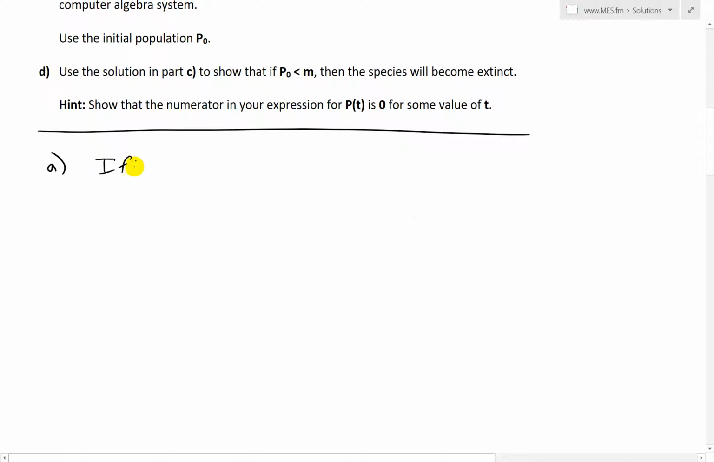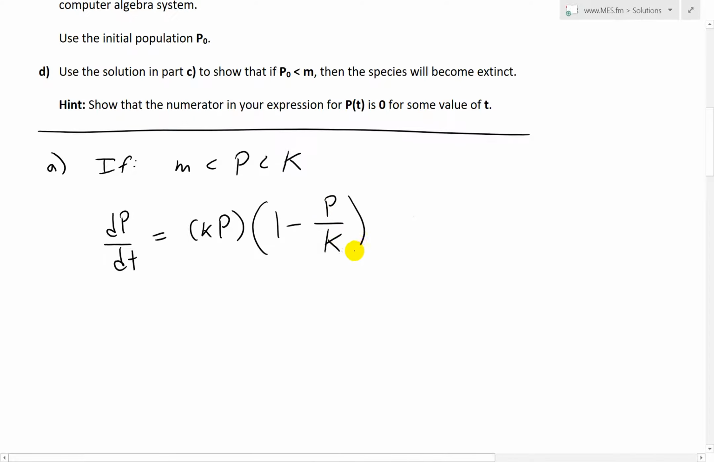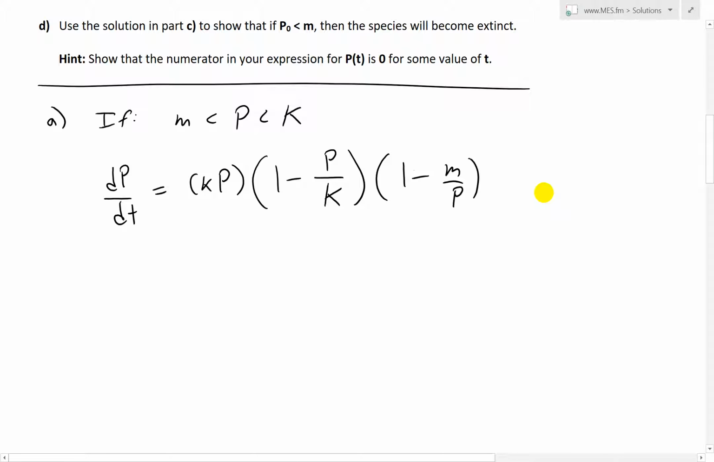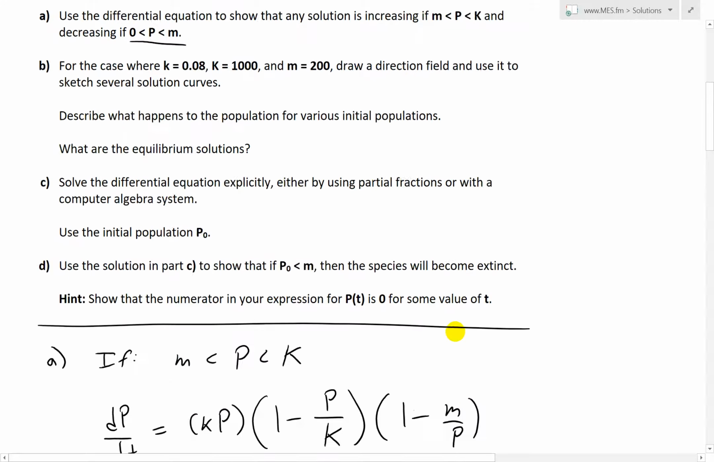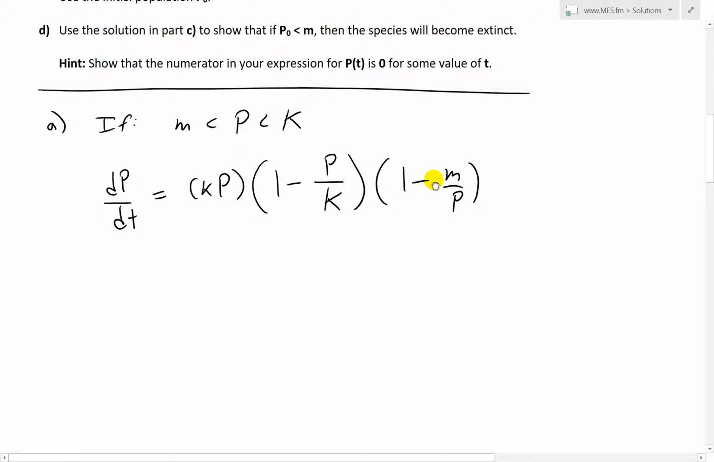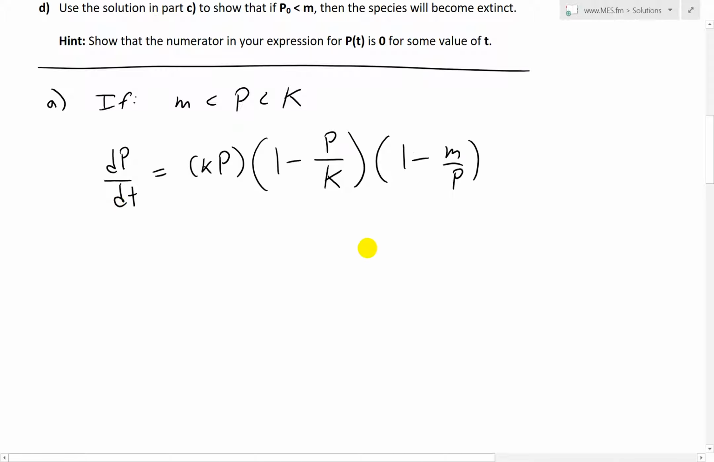So if M is less than P less than capital K, what we end up having is dP over dt, our differential model, equal to, let's put this in brackets, k times P times 1 minus P over capital K times 1 minus M over P. Let me double check. Yes, that's the exact same model. When we have this, the way we can check if the solution is increasing is to see if the population growth rate is positive.